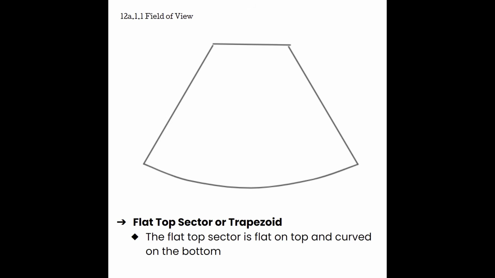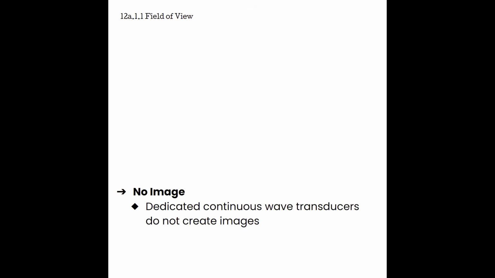We also have some transducers that create flat top sectors or a trapezoid shape. Notice that this one is flat on top but curved on the bottom. This is different than the convex or wide scan that we see with the rectangular variation. That one had a flat bottom. So note that the flat top sector or trapezoid sector does have that curved bottom. And then lastly, we do have transducers that don't create images. Remember, those are dedicated continuous wave transducers. They are going to create Doppler information. So we will see waveforms, but no anatomical image.